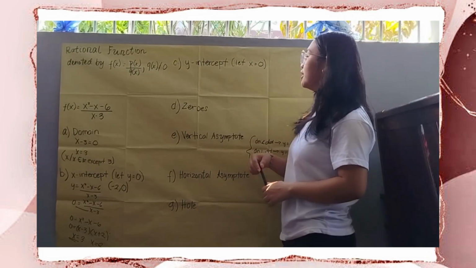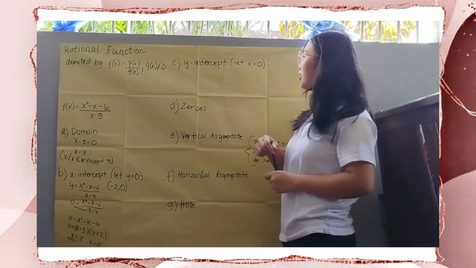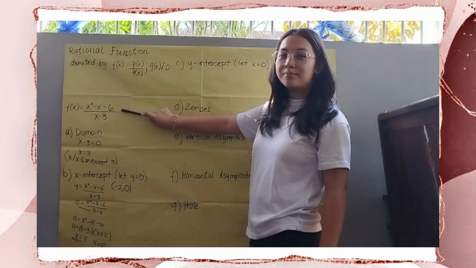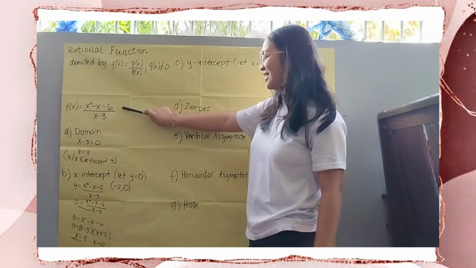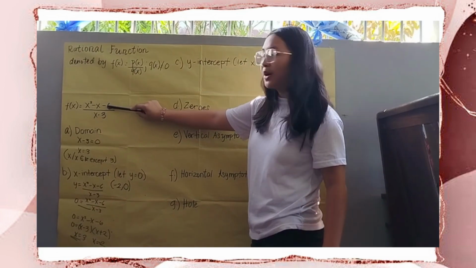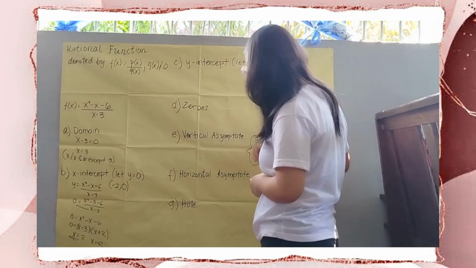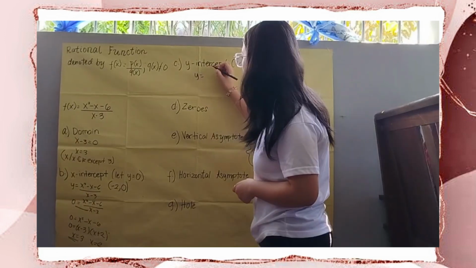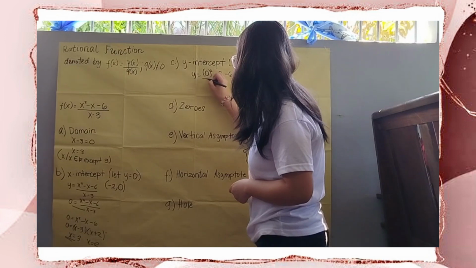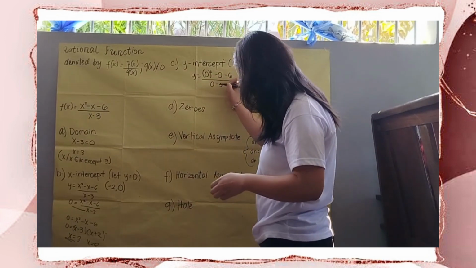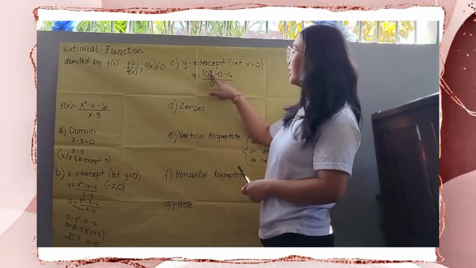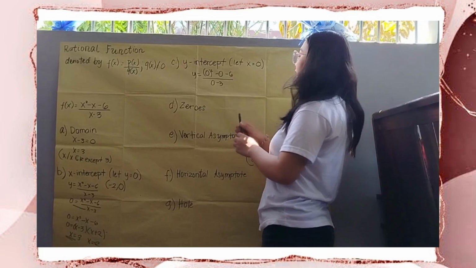Ngayon, ang isusunod naman natin ay y-intercept. Ano nga bang y-intercept? Dapat ang y-intercept mo ay yung x niya ay magiging equal to 0. So, balikan natin to: x squared minus x minus 6 all over x minus 3. Yung lahat na nakikita nyong x dyan ay papalitan natin ng 0. So, magiging 0 squared minus 0 minus 6 all over 0 minus 3. So, 0 squared, 0. Then minus 0, 0. Then matitira ang negative 6.